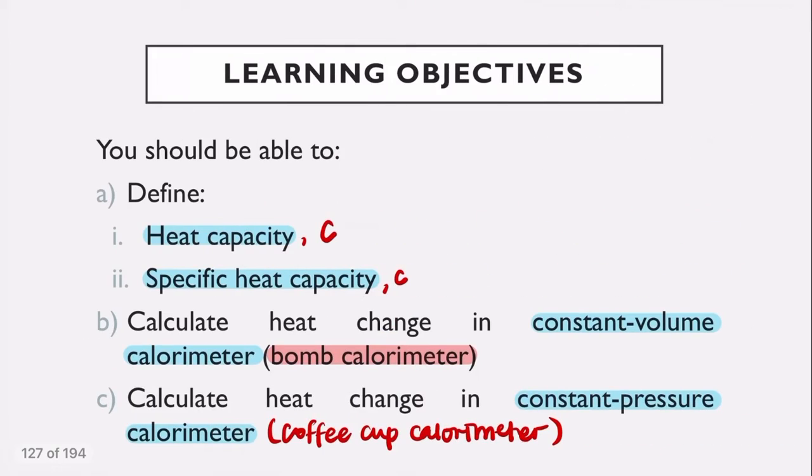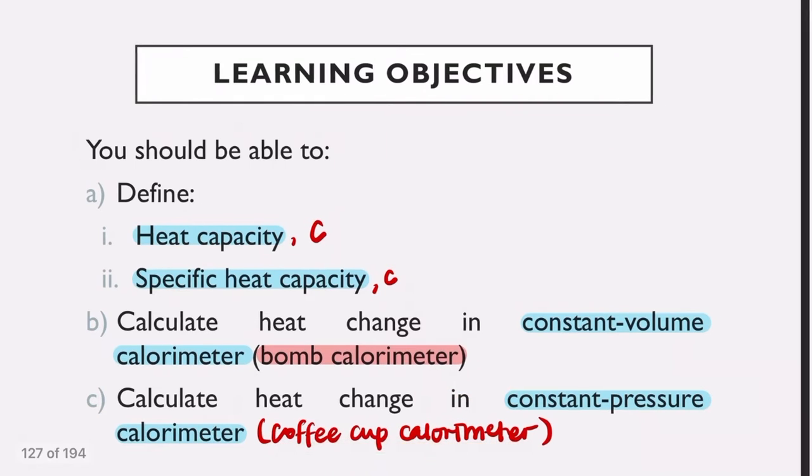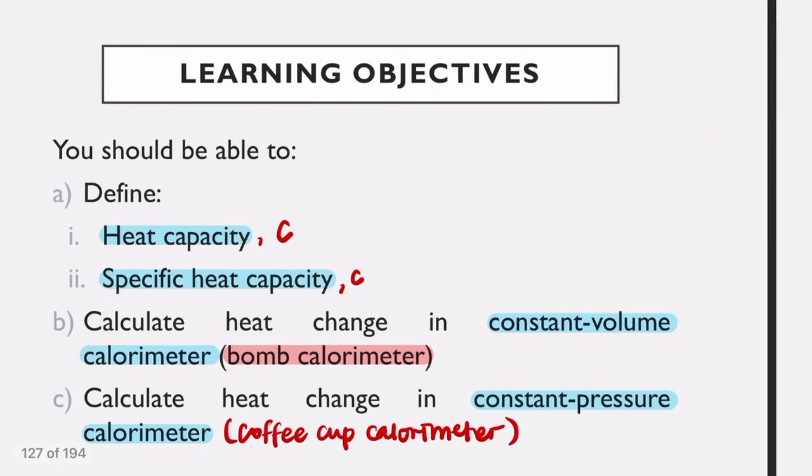So this subtopic has lots of calculations and a few new terms that you need to know, which are heat capacity with the big letter C, specific heat capacity, small c, and then calculations where you have to calculate the heat change Q reaction in constant volume calorimeter, or known as bomb calorimeter. Calculate heat change Q reaction in constant pressure calorimeter or coffee cup calorimeter, or simple calorimeter or solution calorimeter.